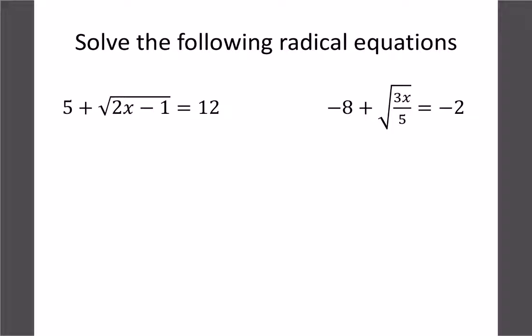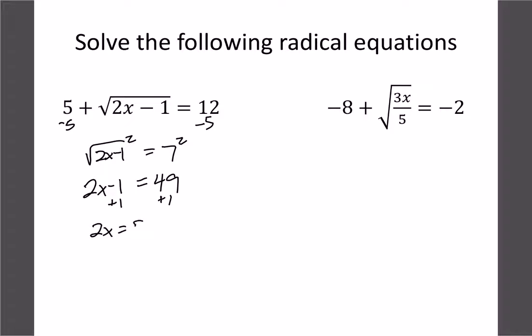So let's try a couple more. Here's one. Get the square root by itself first. Let's get rid of the 5. So we'll subtract 5, and we'd have root 2x minus 1 equals 7. Now we can square both sides. So 2x minus 1 is 49. Now we just solve it like a normal equation. Add 1 to both sides, so we'd have 2x equals 50. And divide by 2. x equals 25 would be our final answer.